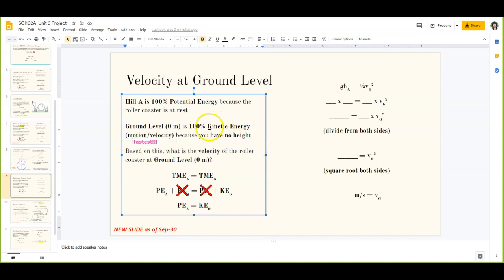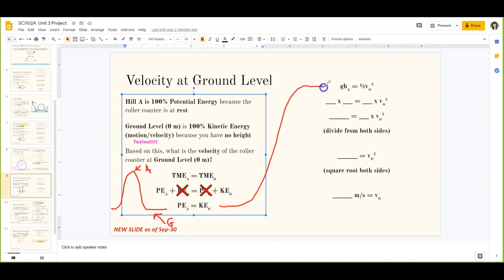And the reason it's all kinetic energy is because you no longer have height, so there is no potential energy to consider. So that actually makes this equation pretty easy, right? When we simplify this, the potential energy at part A, so our initial big hill right here, is going to equal our kinetic energy at the very bottom right here. So this was at A, and this is at G for ground. So potential energy at the top of A is equal to kinetic energy at the ground.